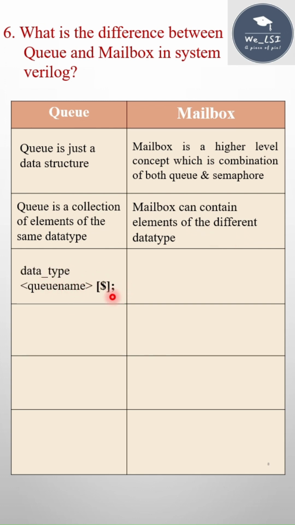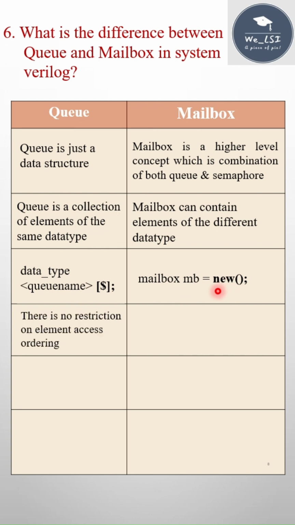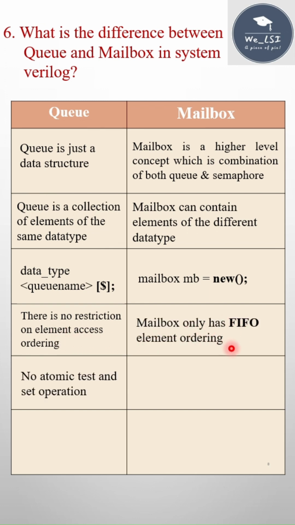data type, queue name, and dollar. Dollar represents the size of the queue, and mailbox MB equals new, because mailbox is a built-in class. So new defines the size of the mailbox, and there is no restriction on element access ordering. Here we can push the data from front, back, or in the middle of the queue, but in mailbox it has only FIFO element ordering, first in, first out, and no atomic test and set operation is supported.